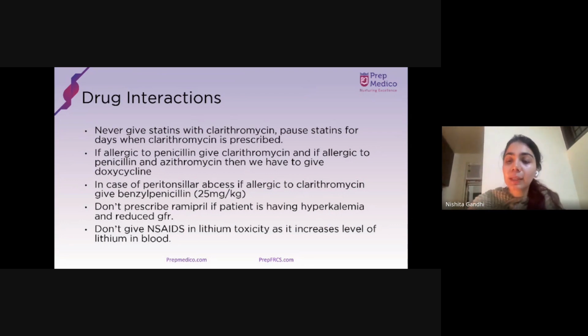Okay. There's a case I'll tell you. Suppose a person is having a peritonsillar abscess. In that case, what we are going to give is benzyl penicillin, as the patient is mostly going to be allergic to clarithro, because clarithro is the first line of drug in abscess. Okay? But if by any chance the patient is allergic, then you have to give benzyl penicillin. And peritonsillar abscess is something in which we have to give fluids as well.